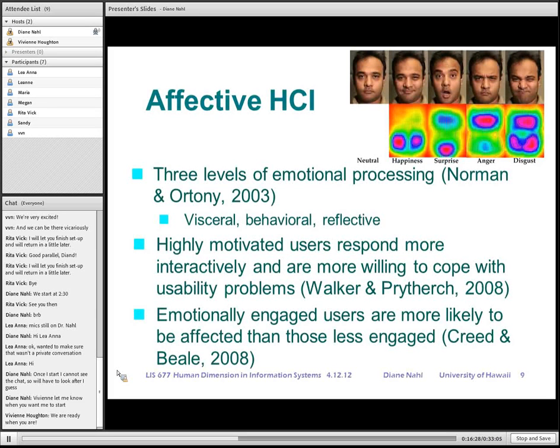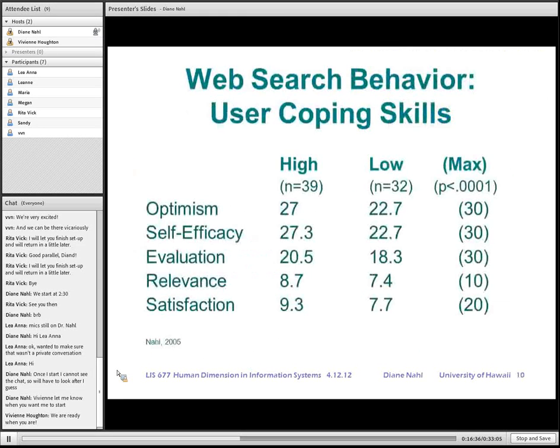And Creed and Beal found that emotionally engaged users were more likely to be affected than those who were less engaged. A study that I did, and I'm not going to go into details on these numbers, but just to show you that some of the affective variables that I've been looking at that are significant in search behavior, optimism is very important, and so is self-efficacy.